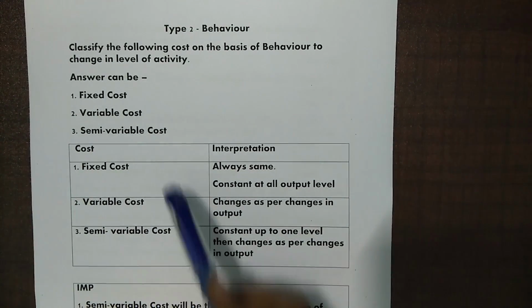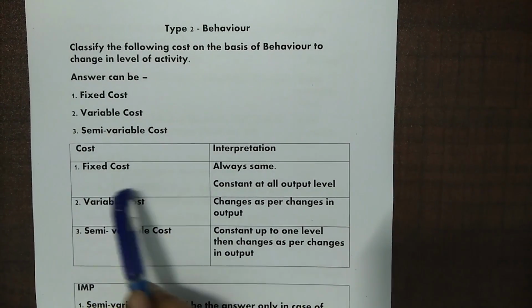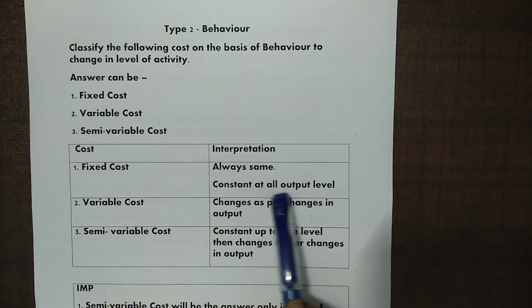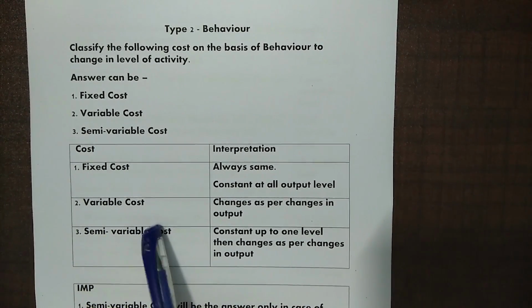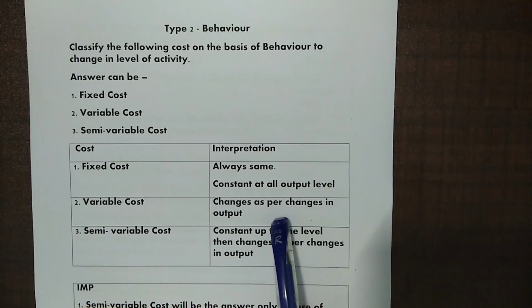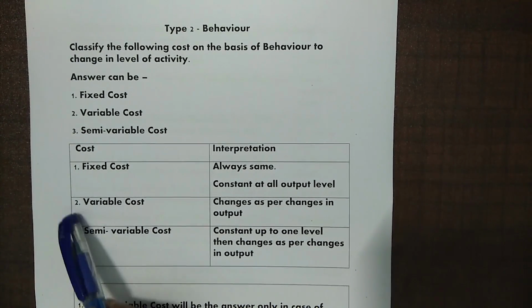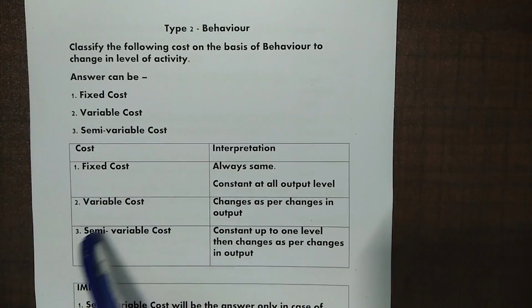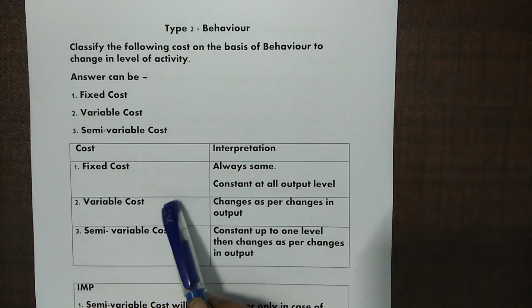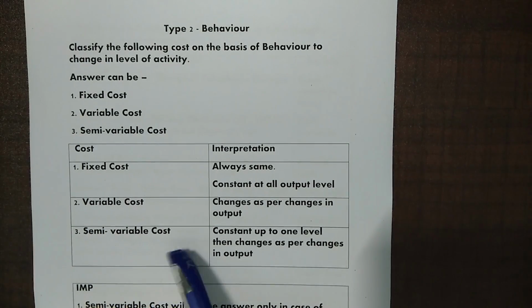So again I am going to repeat the concept. Fixed cost means the cost which remains constant at all levels. Variable cost is such type of cost which changes as per the changes in output, and semi-variable is a combination of both. Up to one level it will be constant, and after that it is going to be converted into the variable cost.